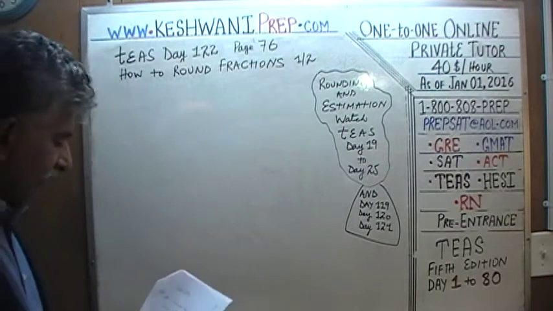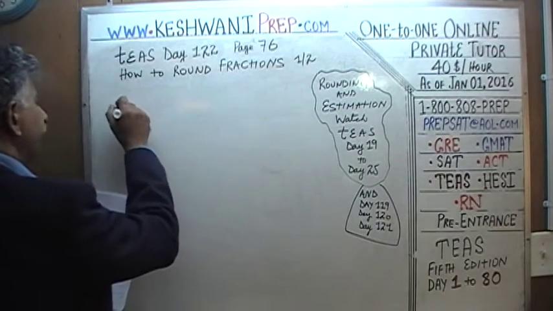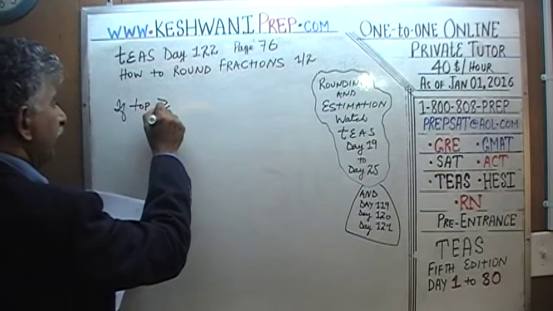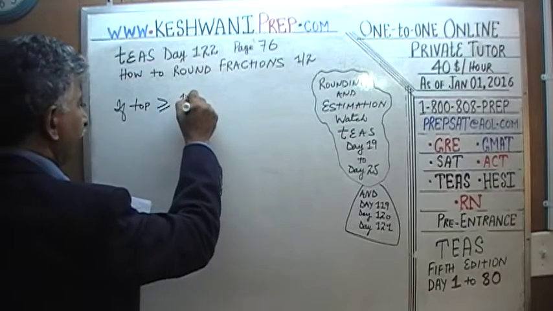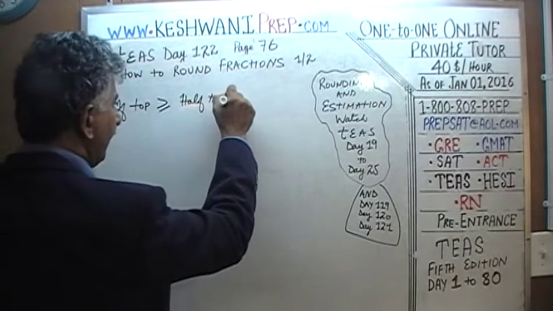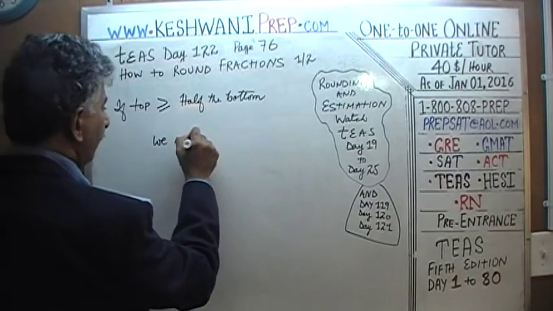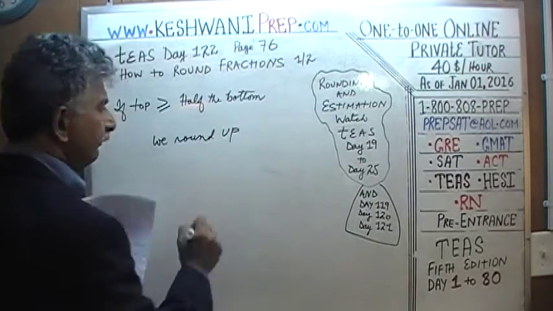If you want to round a fraction, the rule is very simple. If the top is greater than or equal to half the bottom, we round up. That's it.